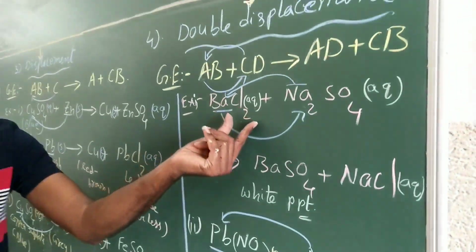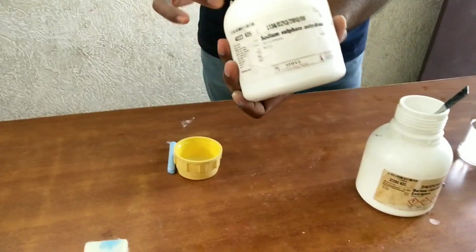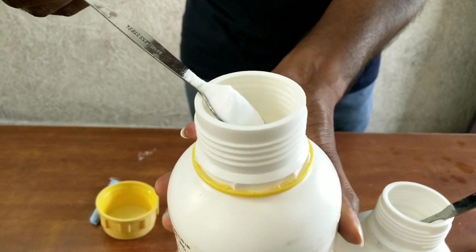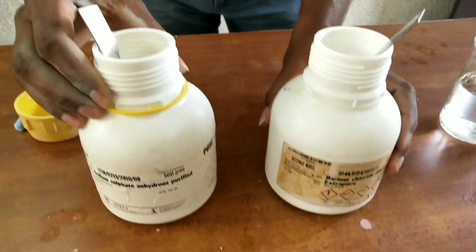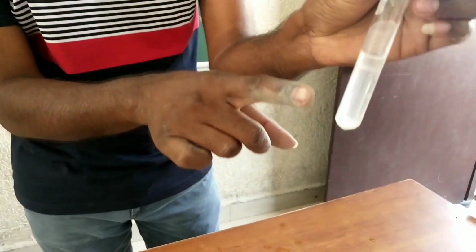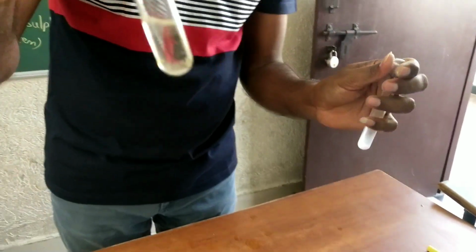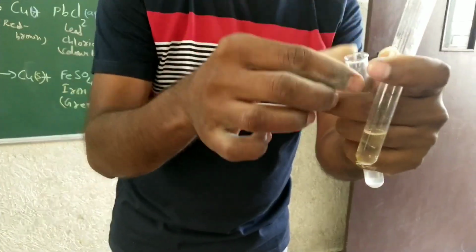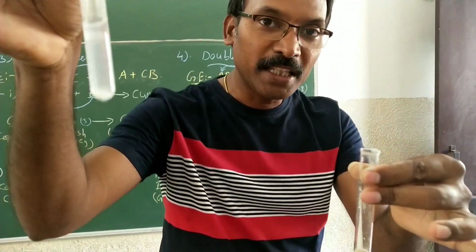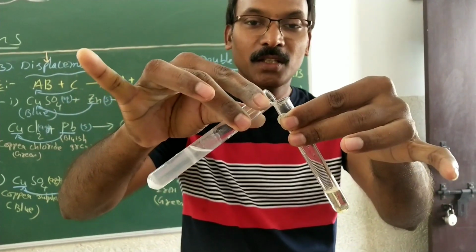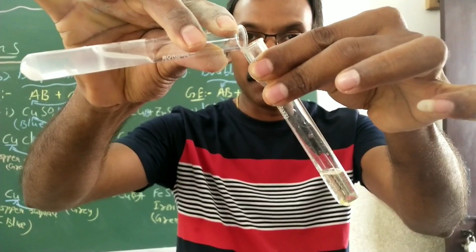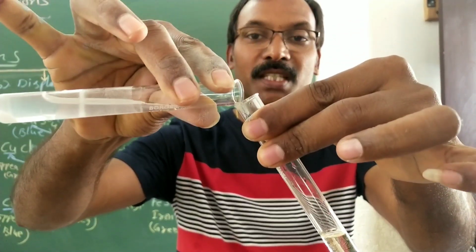Now let us take the example of this one in the form of an activity. See here, this is sodium sulfate and it is just like powder, and this is barium chloride. I took a small quantity of barium chloride into a test tube and prepared its solution, and into another test tube I took sodium sulfate. Now I am going to add this barium chloride to the sodium sulfate. Just see how the change happens. I am pouring this barium chloride into the sodium sulfate through the walls of the test tube. Observe how the precipitate forms. You could see it easily.